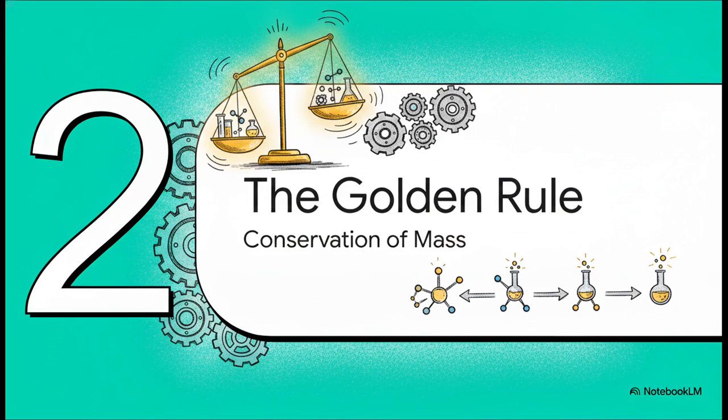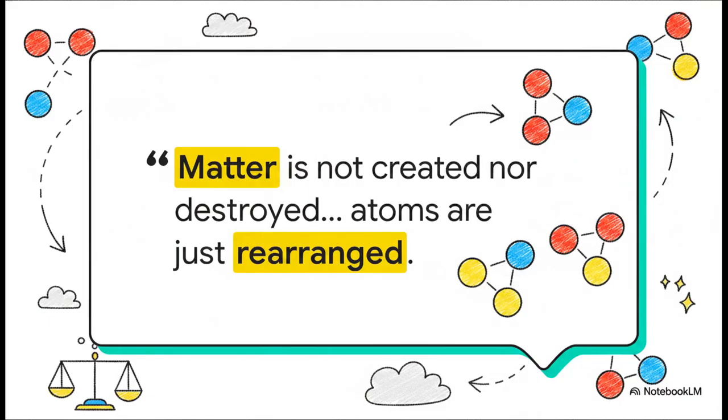This is the absolute, unbreakable law of the chemical universe. Matter is not created nor destroyed during a chemical reaction. Atoms are just rearranged. That is the law of conservation of mass, first figured out by the brilliant Antoine Lavoisier back in the 18th century. In chemistry, nothing just magically pops into existence and nothing vanishes into thin air. The atoms you start with are the exact same atoms you end with. They just swap partners. They're just reorganized.